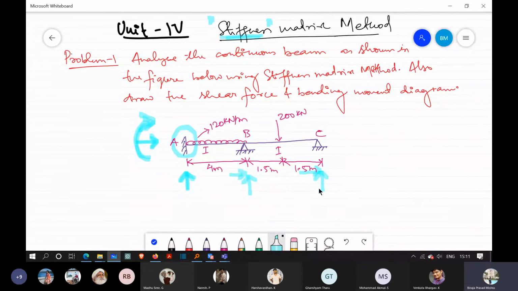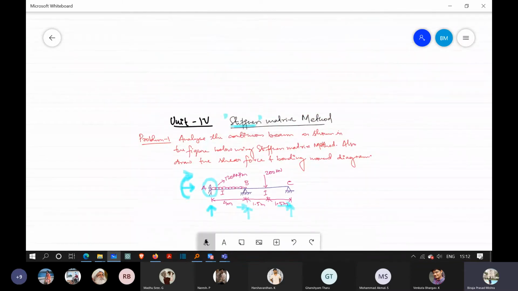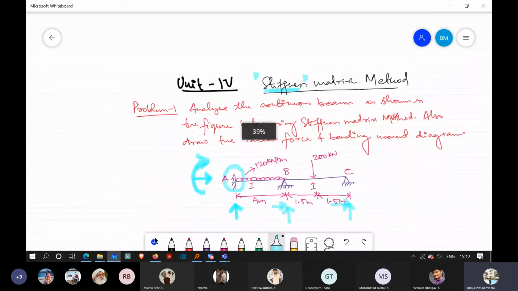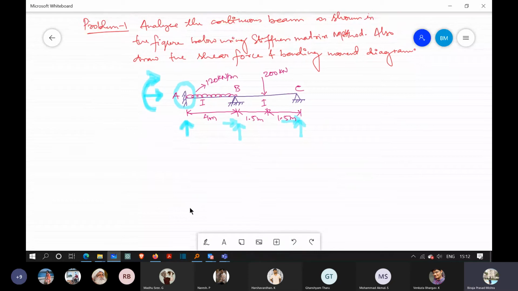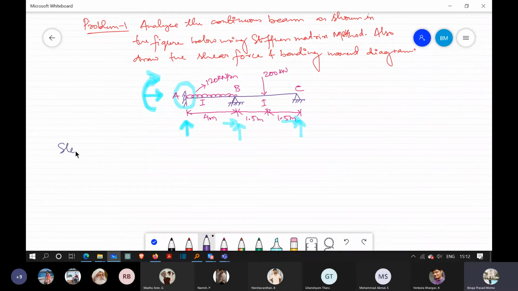Here what we need to do, I think all of you remember that. Let's go to the first step so that you can recall it. Step 1 here is the degree of kinematic indeterminacy.